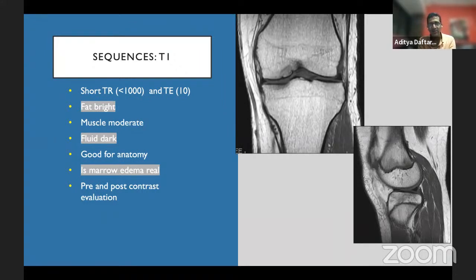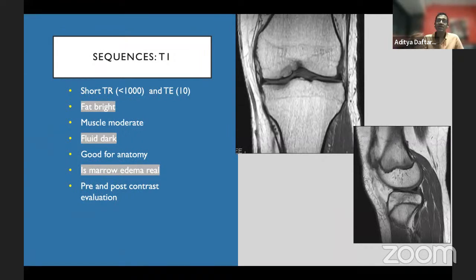If you look at all the complicated numbers that are in the corners of MRI images, you'll see something called a TR and a TE. If you see these numbers below 1000 and below 10, then that's a T1 weighted sequence. In these sequences, fat is bright, muscle is moderate, fluid tends to be dark. And that's why we tend not to use these sequences that much, because all fluid containing structures become dark.